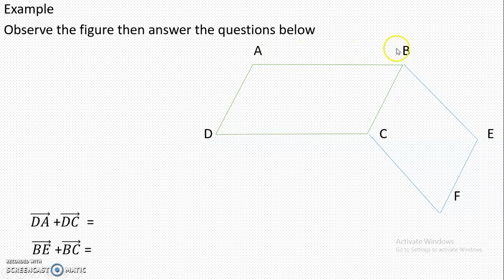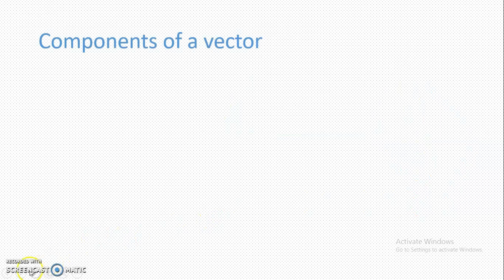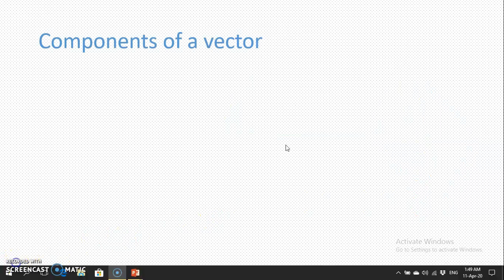Then we complete the parallelogram as we can see, and the answer will be the diagonal DB, which is the vector DB. BE plus BC, this is the tail to tail rule, meaning the parallelogram law. The resulting vector is BF.